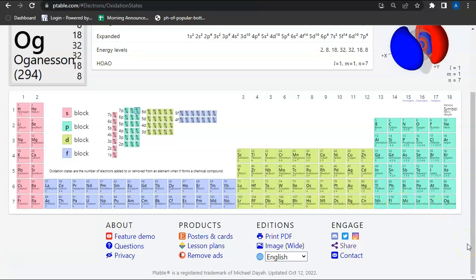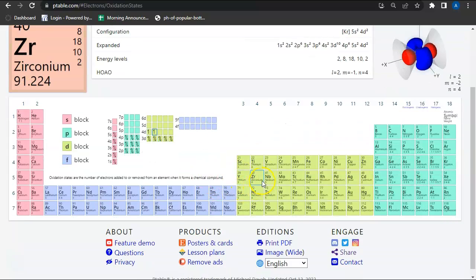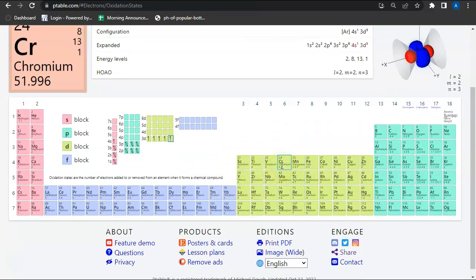You may have noticed that some of the, especially the d block elements, might have been filling in a strange way as I was dragging my mouse across. There are some exceptions to those rules. For instance, here, chromium, you might notice if you look at that 4s orbital, chromium, that's a lower energy situation for chromium to have all 5 3d orbitals.